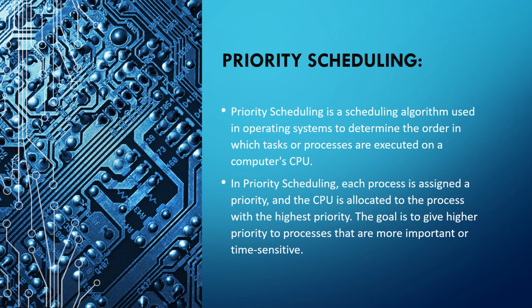The CPU allocates the processor to the highest priority process first and goes on decreasing in priority levels, so that the highest priority process is completed first and next the lowest priority.